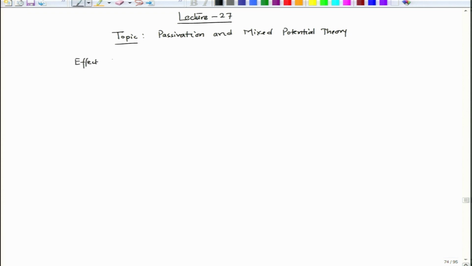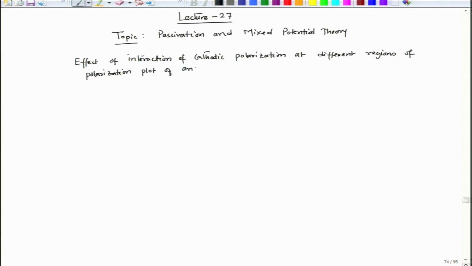of interaction of cathodic polarization at different sections or regions, I would say, of polarization plots of an active passive metal. So, this is the situation we will consider.